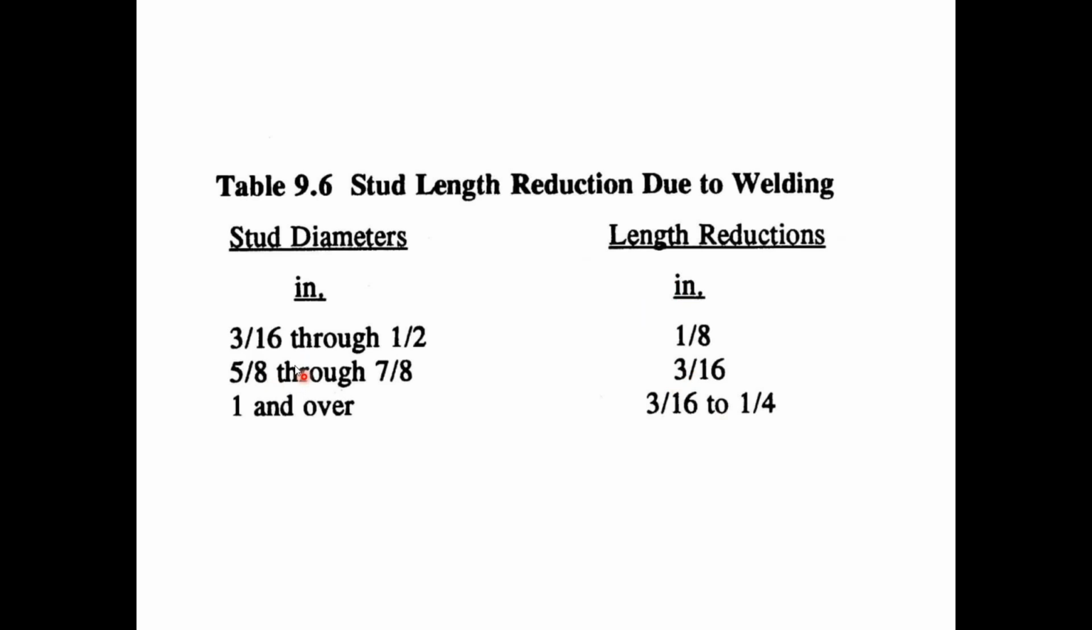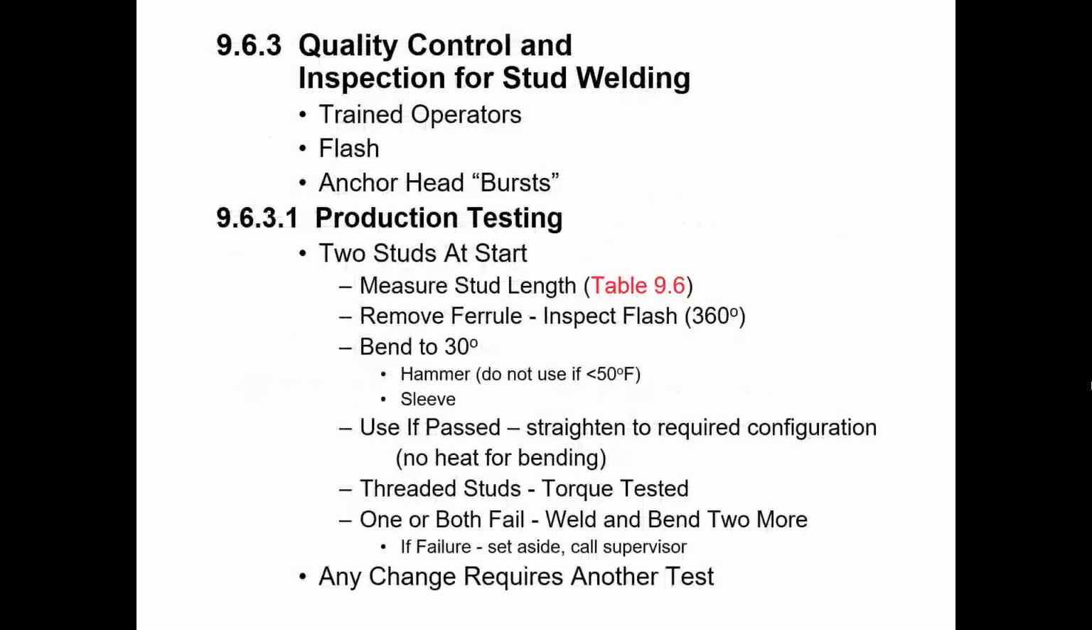Typically for precast plants, you're either welding 1/2 inch or 3/4 inch studs. For 1/2 inch, you should expect a length reduction of 1/8. So you're measuring the stud length before and after, recording the length reduction. You're then going to remove that ceramic ferrule and inspect the weld all the way around. There should be a 360-degree flash pattern all the way around, ensuring that that stud was plunged down plumb and level and evenly all the way around. So there's the visual inspection part.